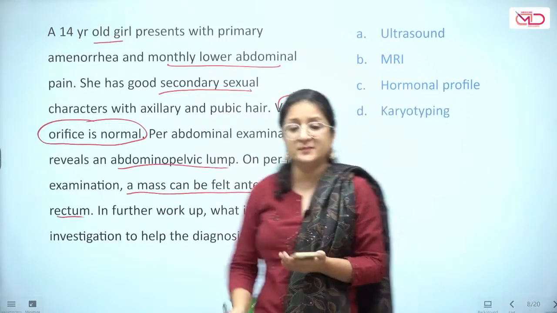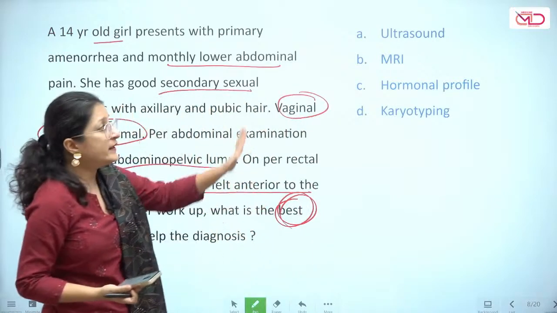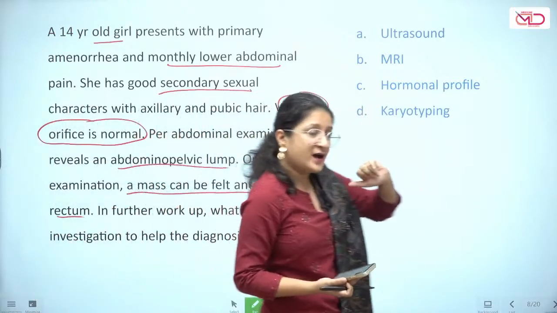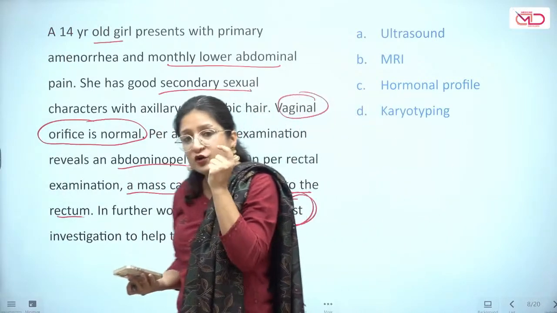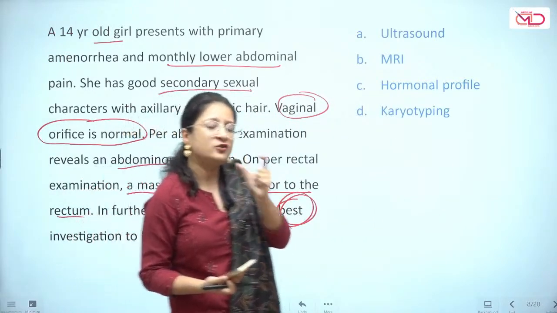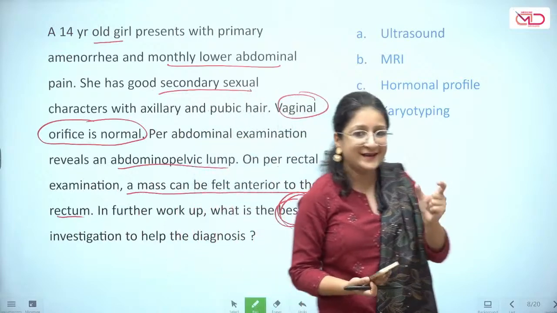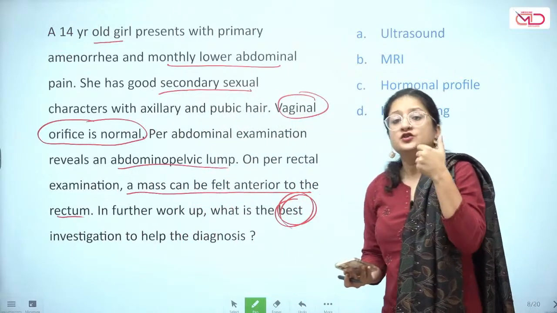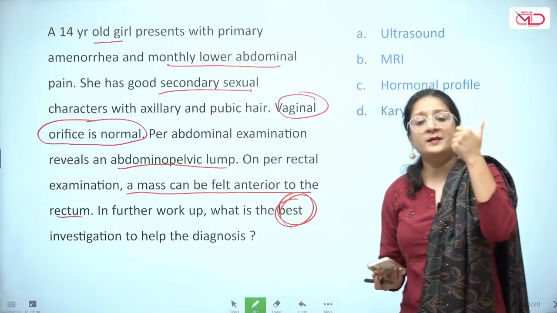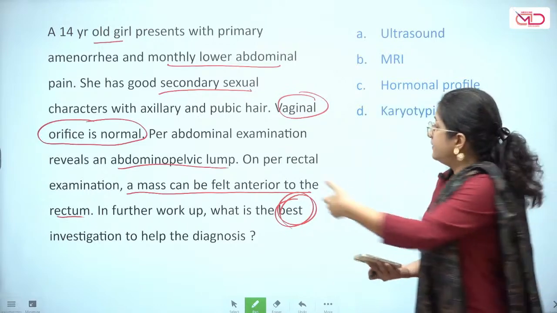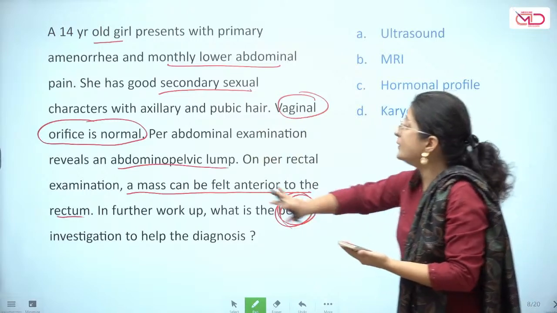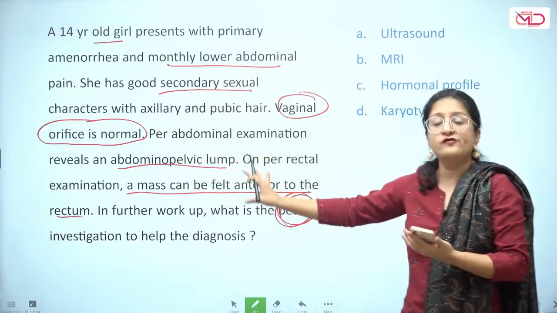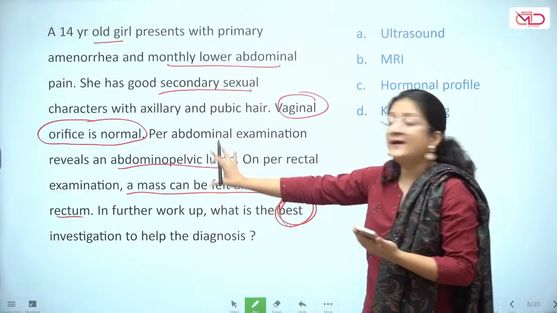You have to tell me what's the best investigation. You will be able to answer it when you yourself know what is the diagnosis that you are suspecting to be most likely in this situation. So yes, history of cryptomenorrhea, breast development present, local examination, vaginal orifice present, but you have all the evidence of collection of blood in the vagina and in the uterus.